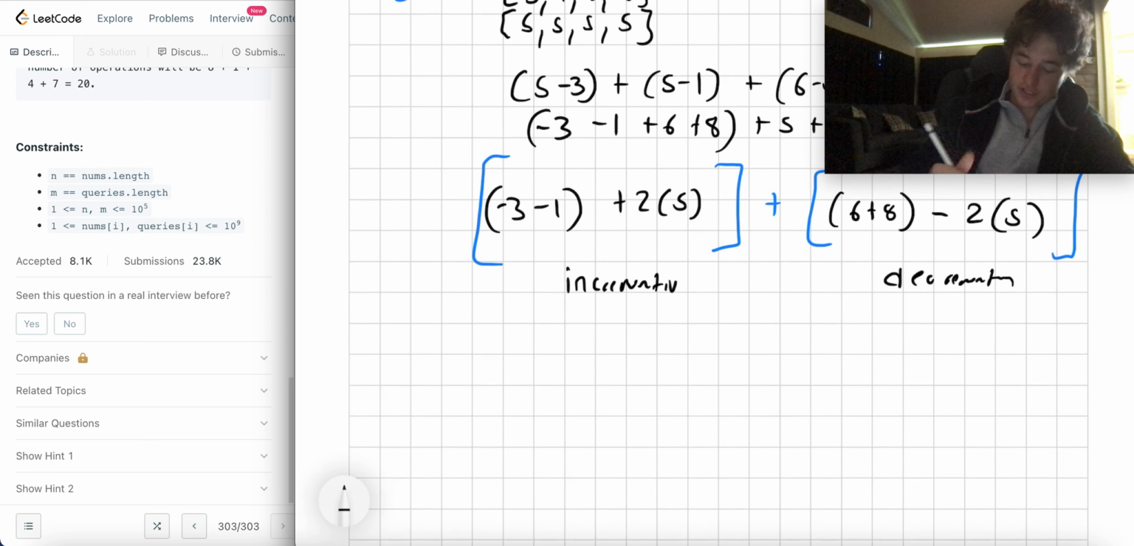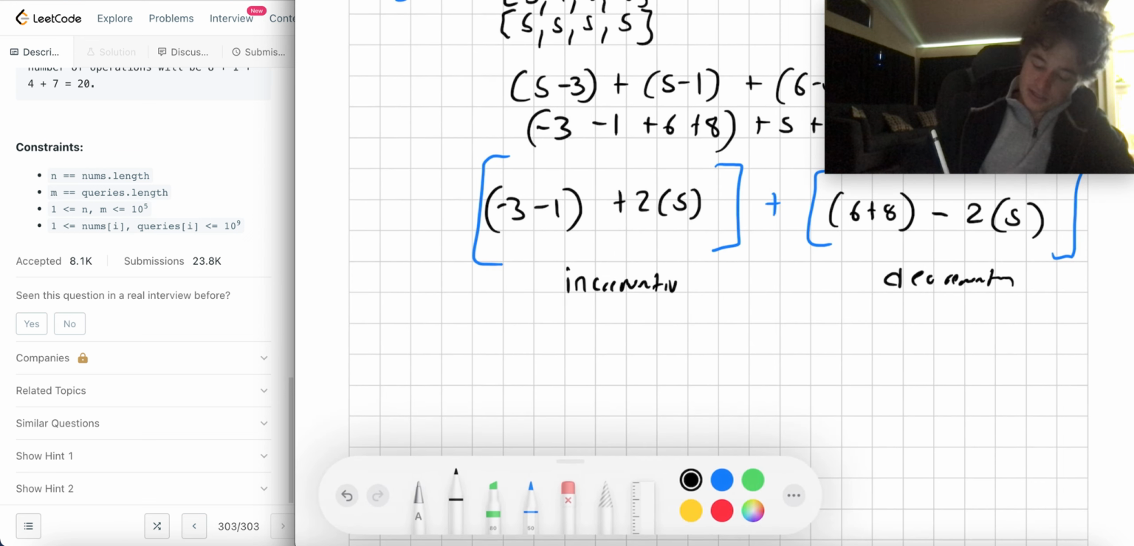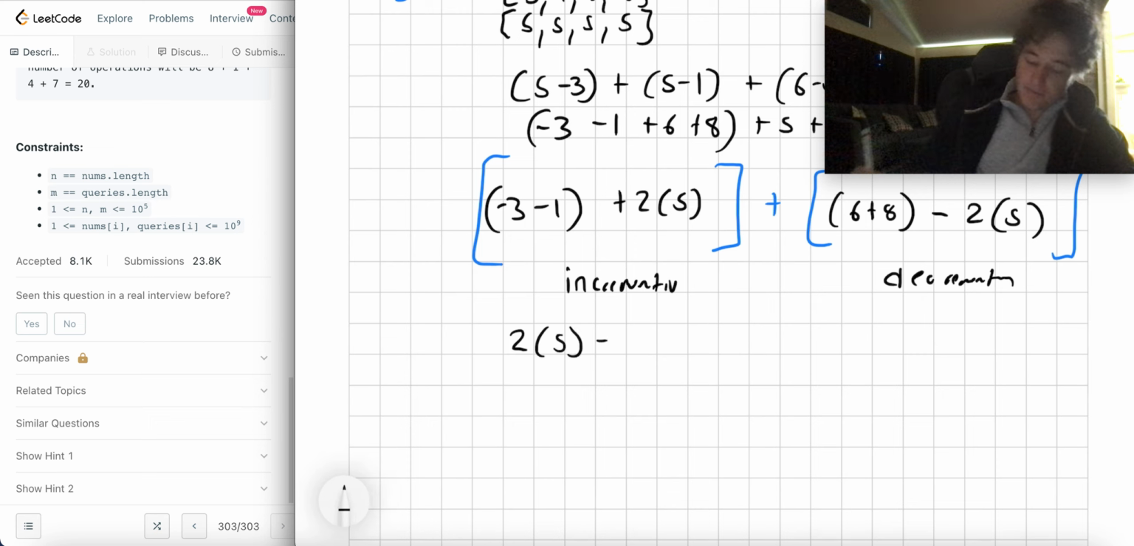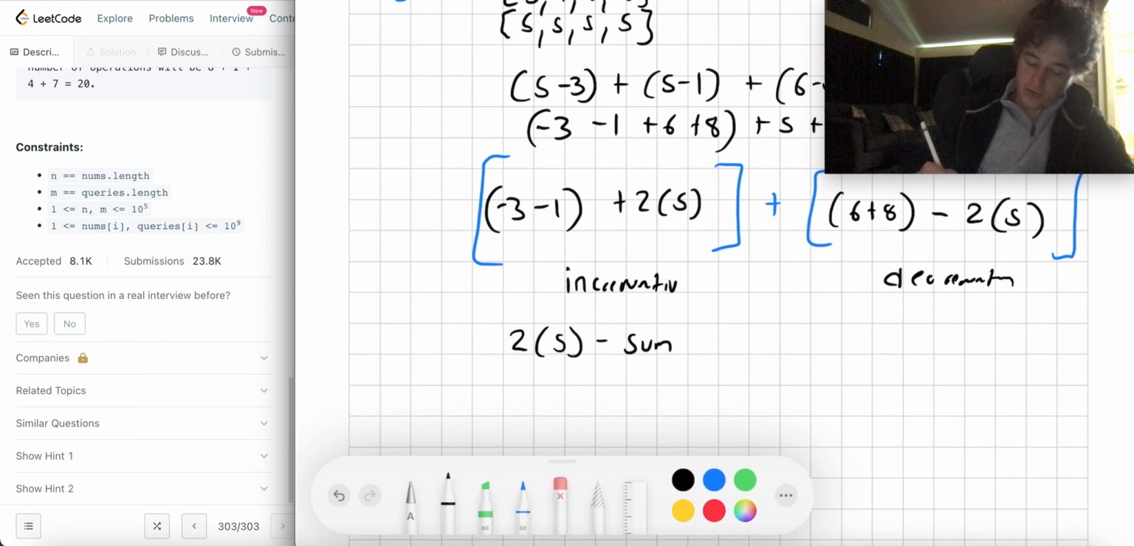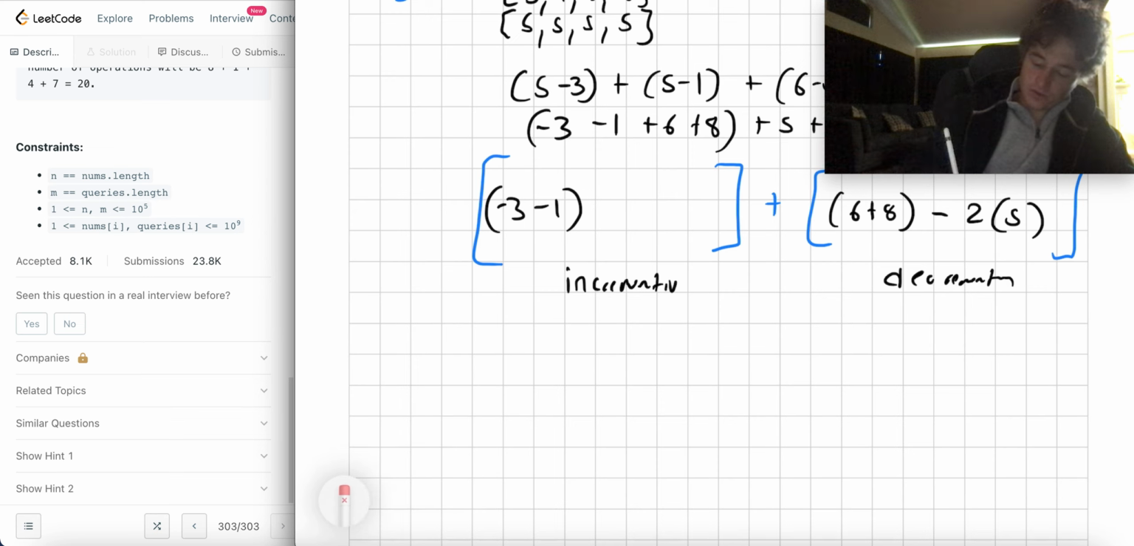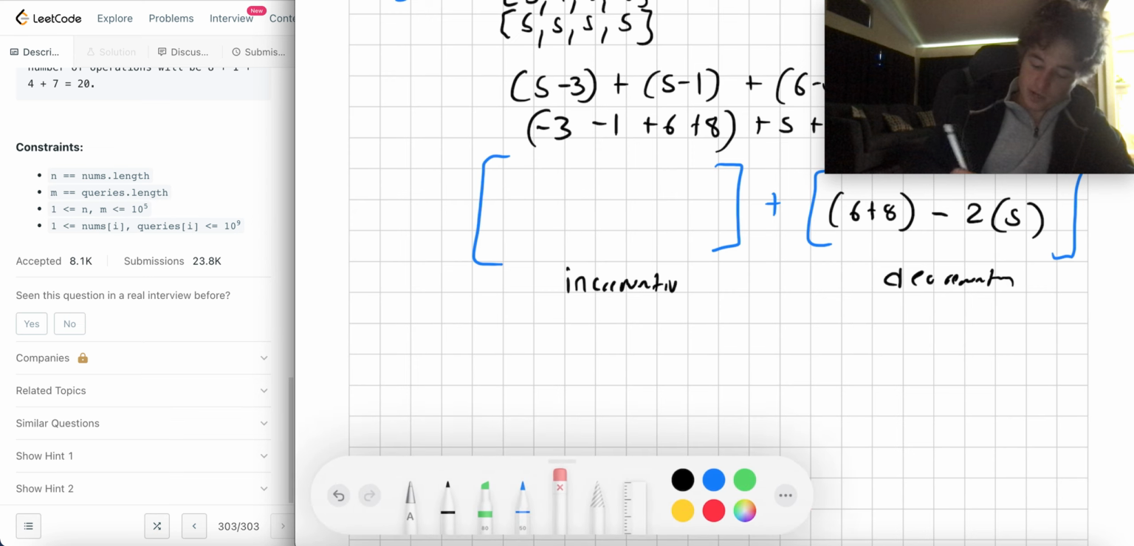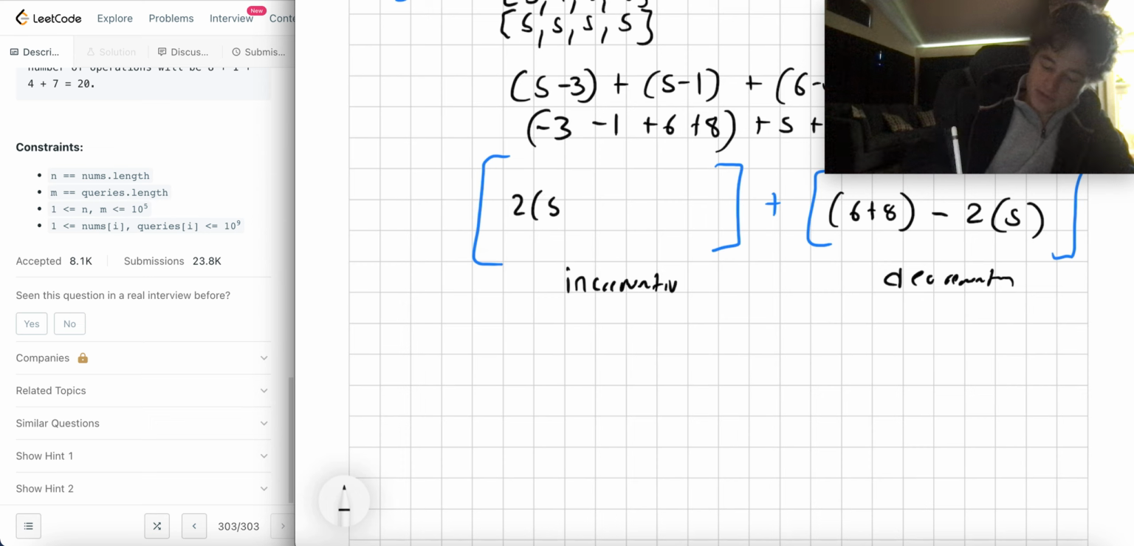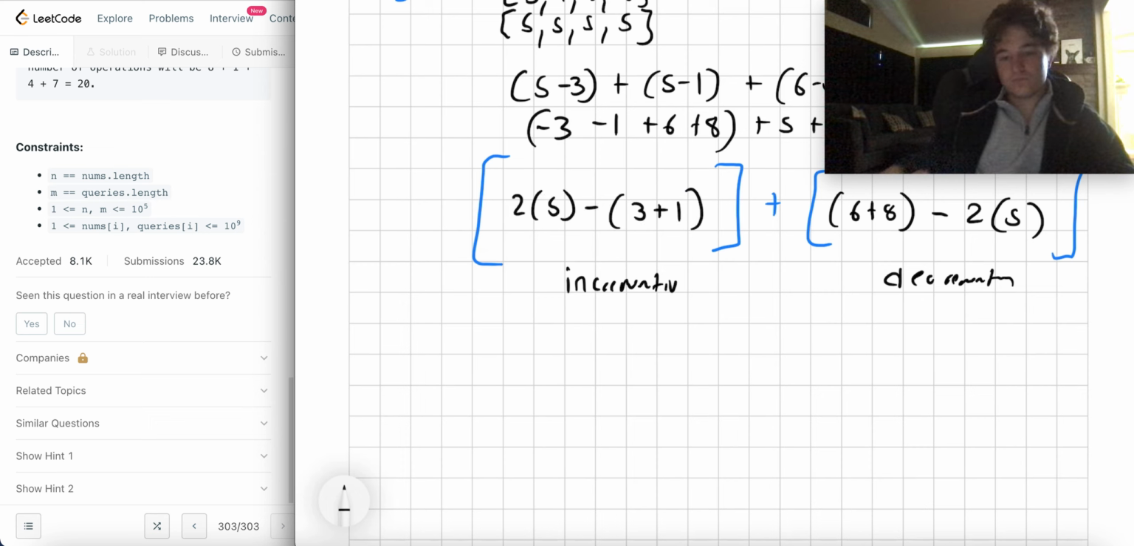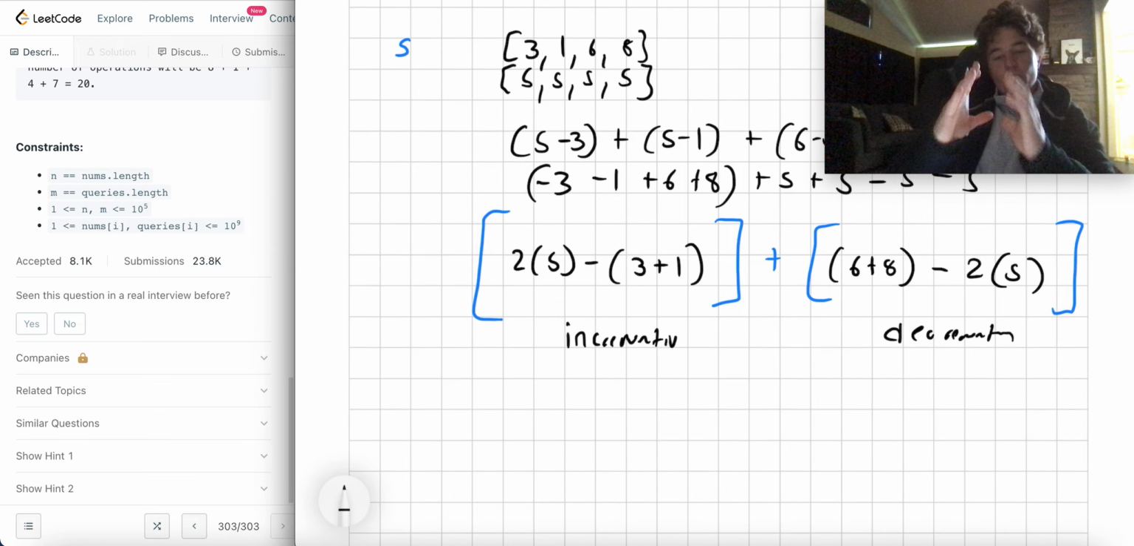And this can be further simplified by saying this is 2 times 5 minus the sum of the array up to a certain point, right? Because if you wanted to rewrite this, you could say this is 2 times 5 minus 3 plus 1. Right? So there's this interesting split point.